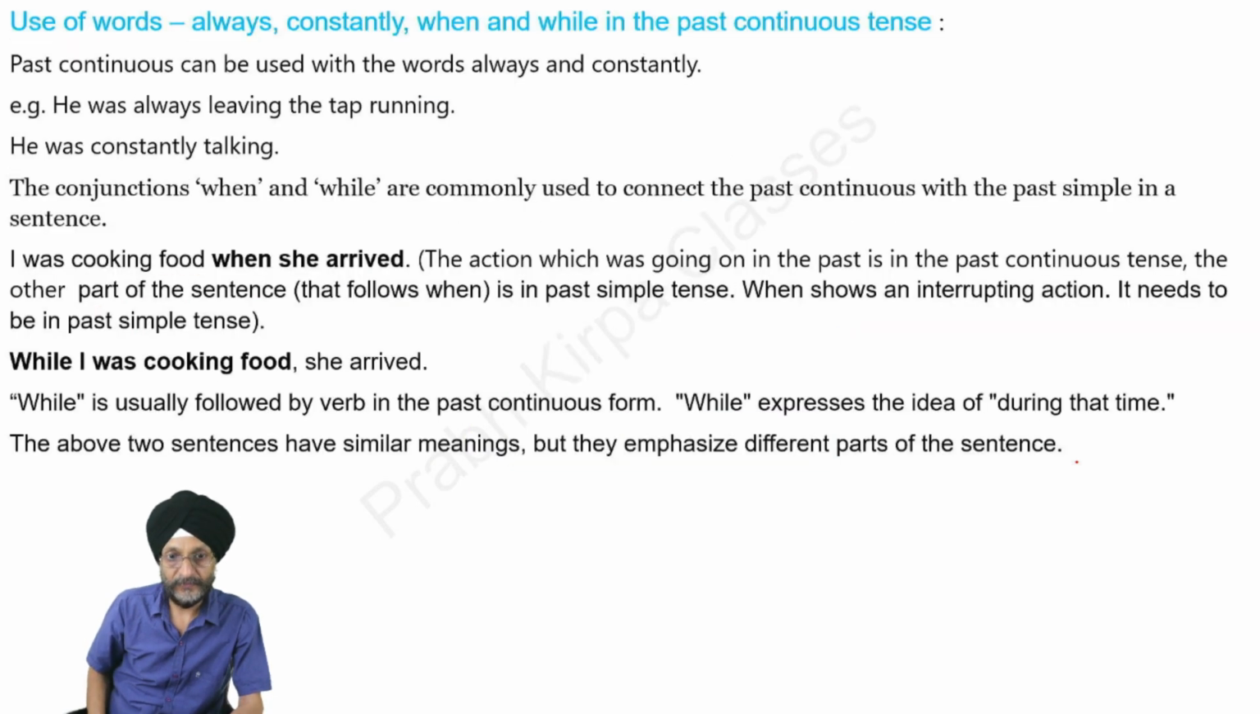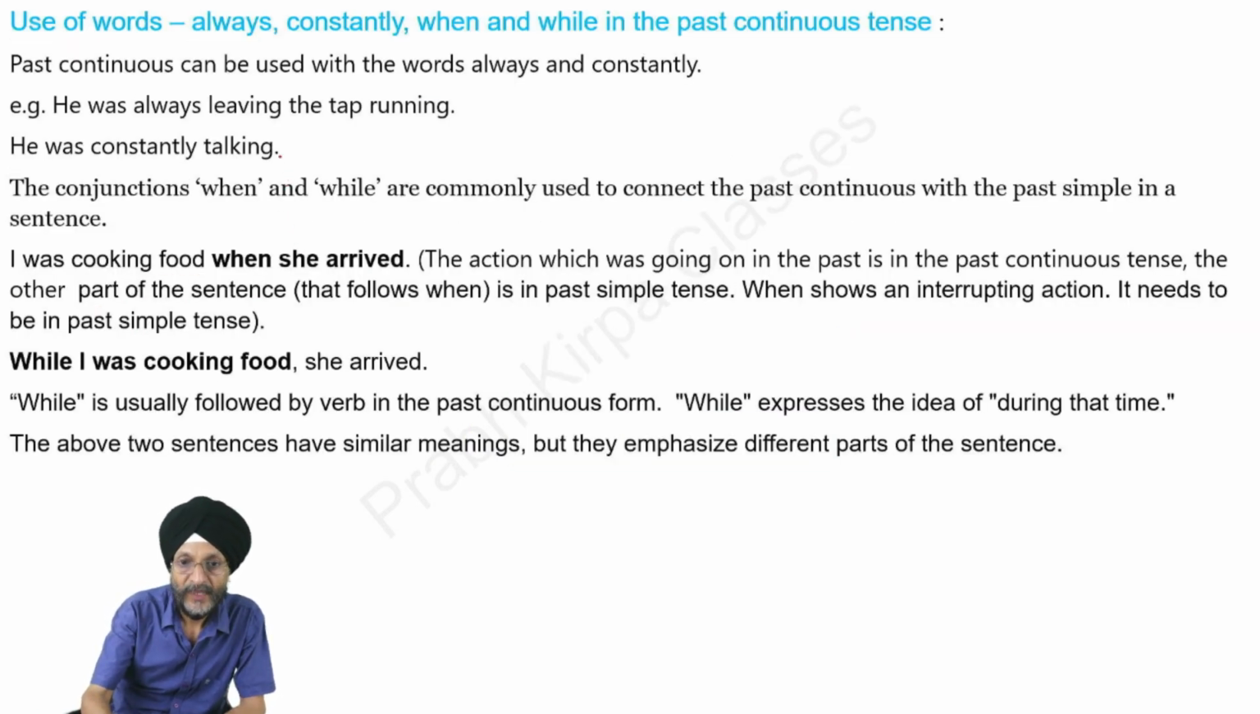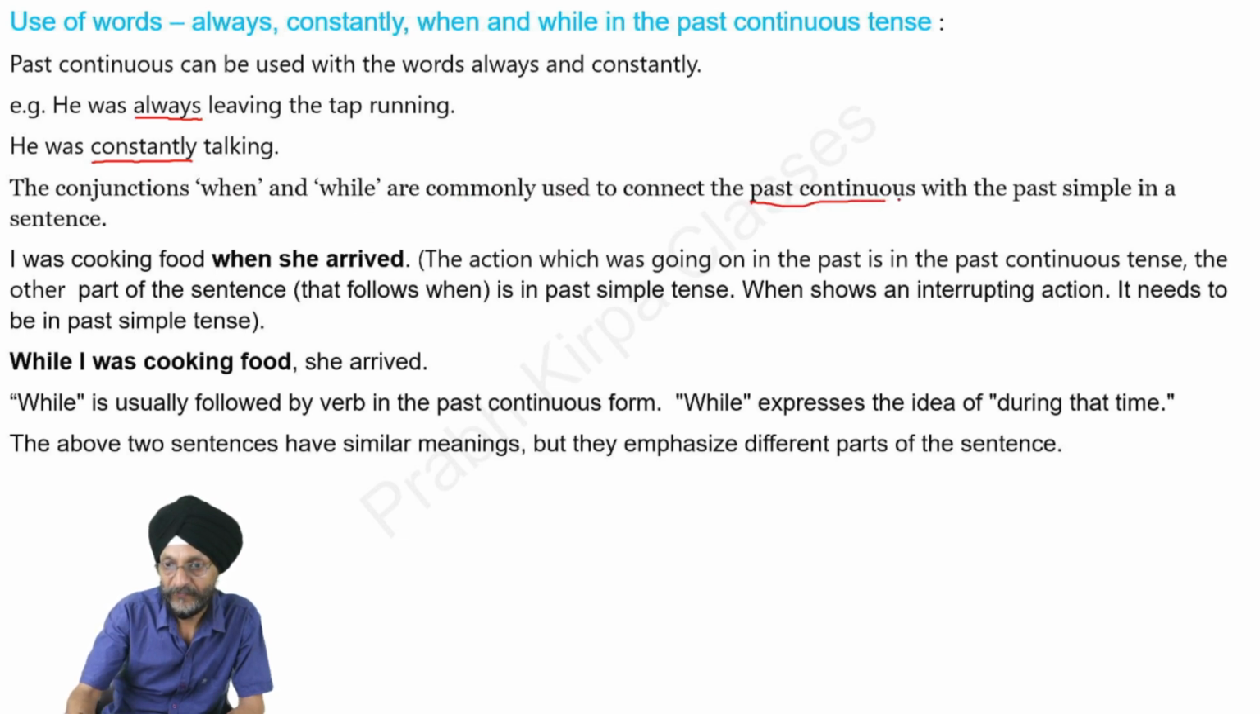Next, use of words always, constantly, when and while in the past continuous tense. Past continuous can be used with the words always and constantly. For example, he was always leaving the tap running. He was constantly talking.